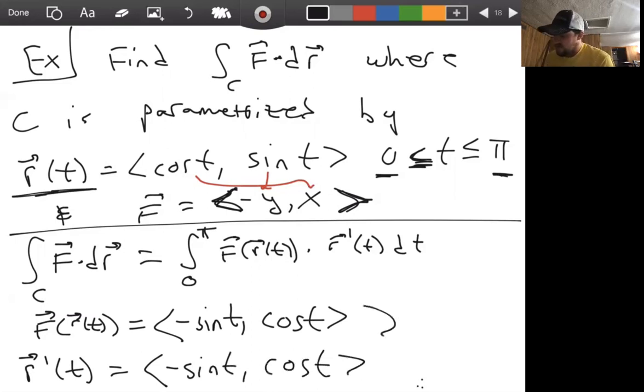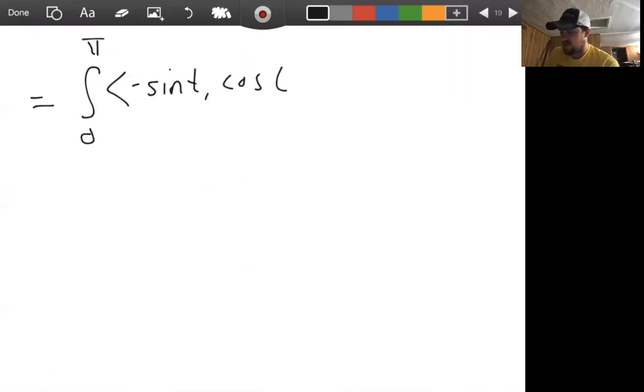Cool. And so now let's plug these into the formula and see what the integral simplifies to. This is equal to the integral from 0 to pi of (negative sine t, cosine t) dot product (negative sine t, cosine t) dt.